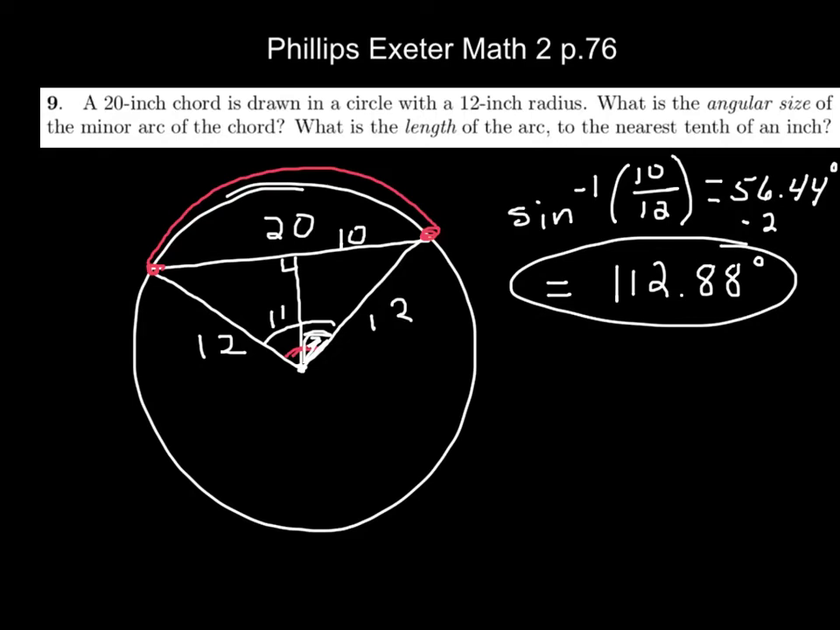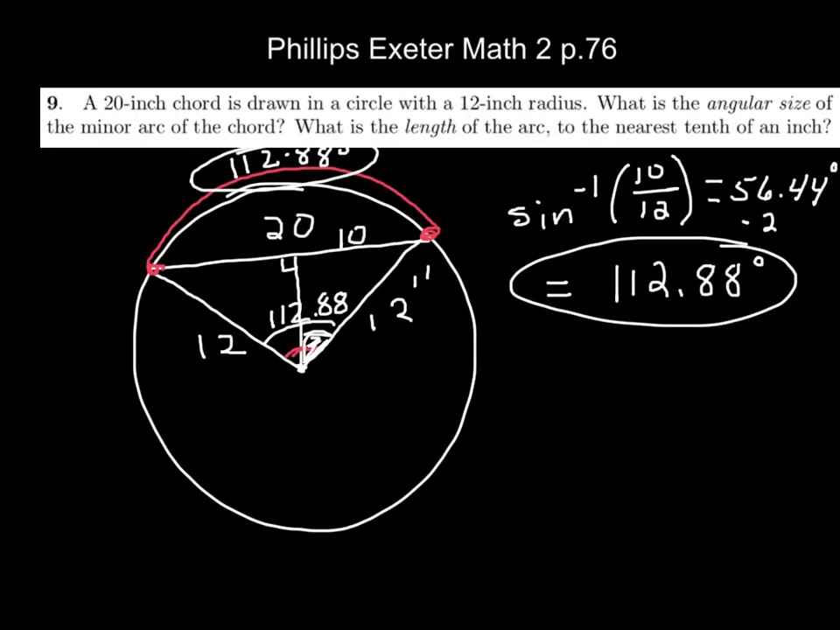Now that's going to be this angle right here. And now we have the angular size of this arc out here, 112.88 degrees. Now that was relatively easy, but the next question is, what is the length of the arc? Now, the length is different than the measurement. The length is actually a number in inches or feet or centimeters. And since we have these in inches, that means we want to find that length of that arc in inches.